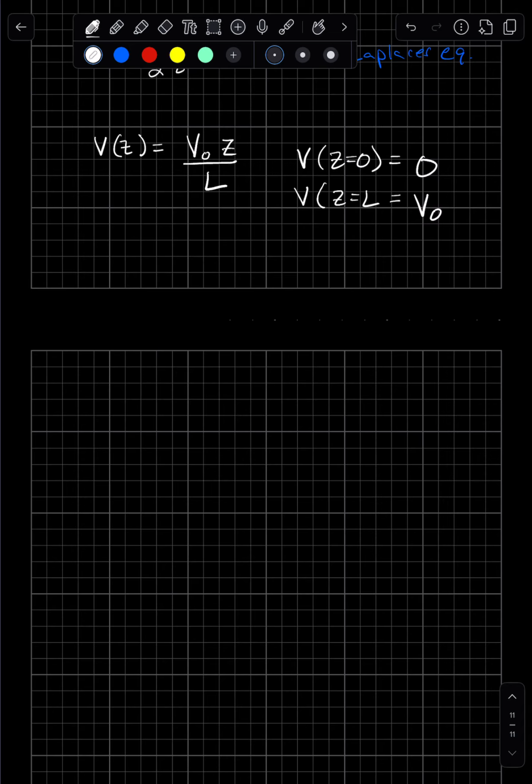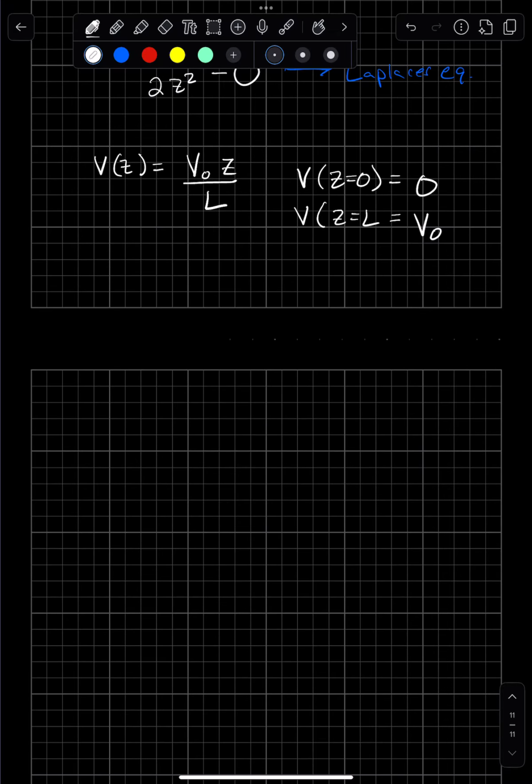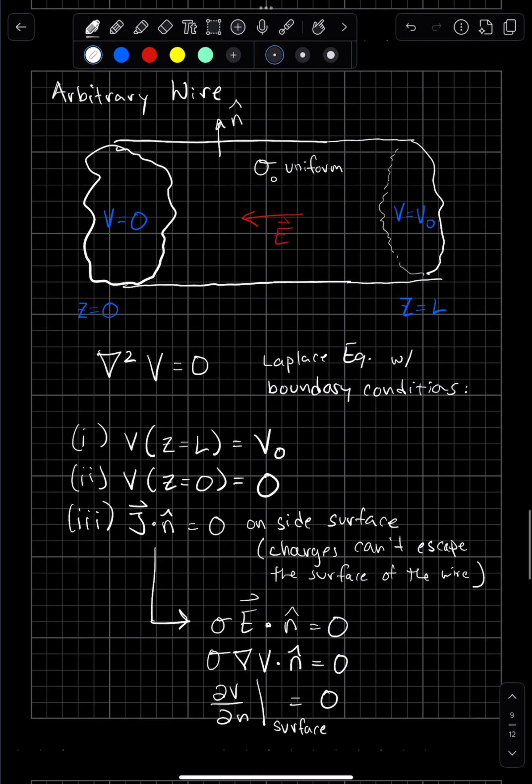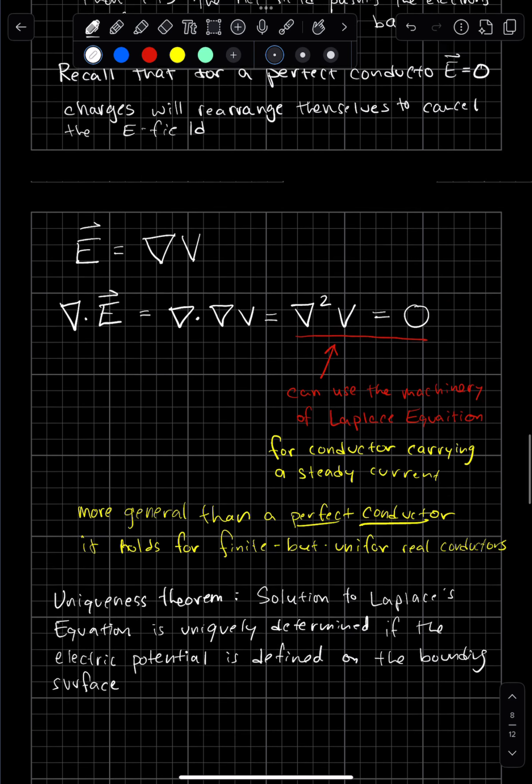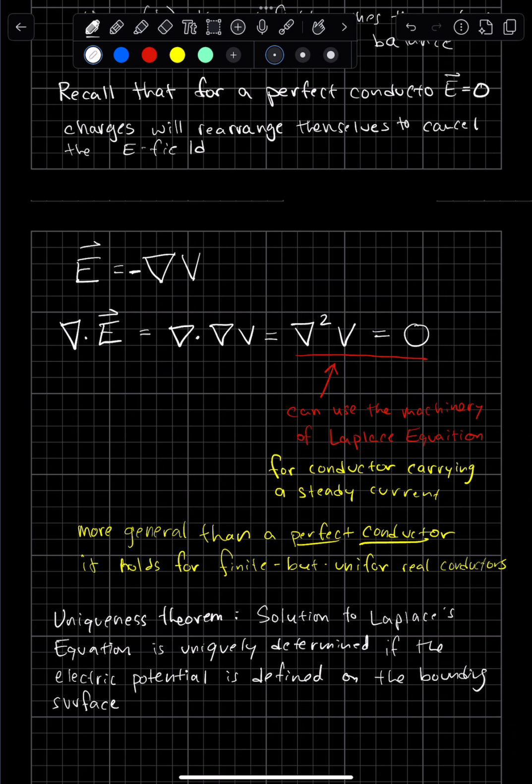Now, of course, we have here solved for V, but we might ultimately want to know what E is. And we, of course, have the relationship that E equals the negative gradient of V. And so we get as our answer V naught over L z hat. And that reminds me, I believe I may have made a mistake here. I forgot to put that minus sign in.